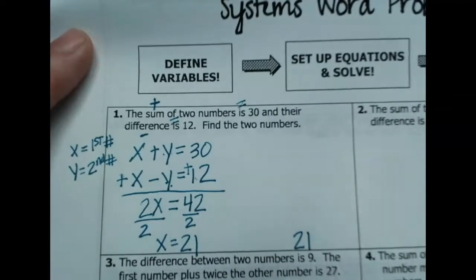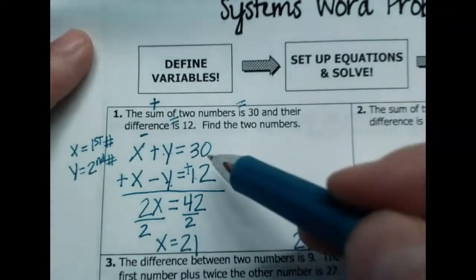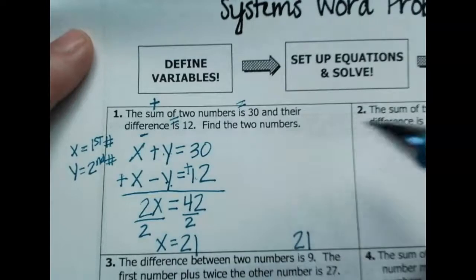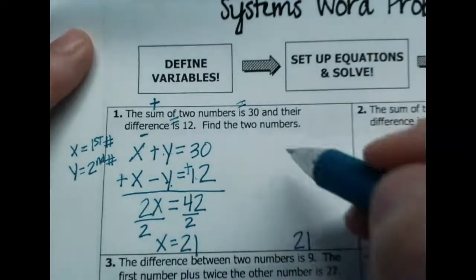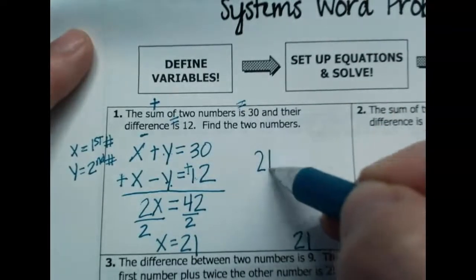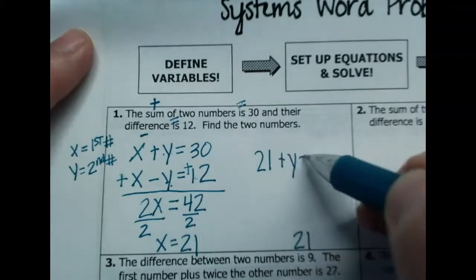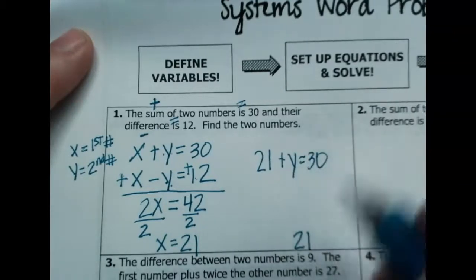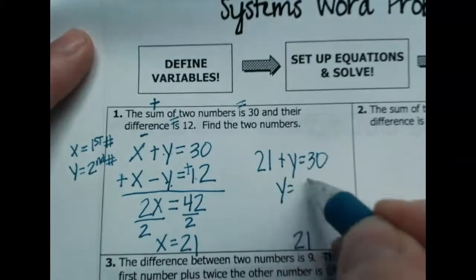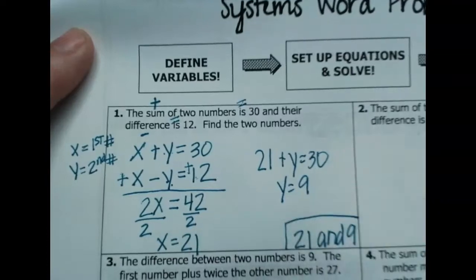Now how do we find the other number? Well, we may be able to look at 21 and go, I need to get to 30, so I can probably figure out the other number in my head. But officially, if you were checking, or if they had more complicated problems, you'd plug in the x that we know plus y equals 30. And so when we solve this, our second number is going to be 9. So 21 and 9 are our two numbers.